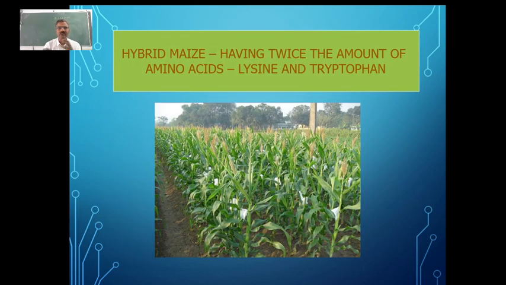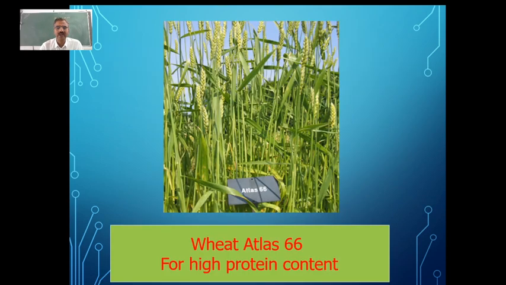Then we have different varieties which have been developed here. So this is hybrid maize having two important amino acids in double the quantity, that is lysine and also tryptophan, which have been increased twice when compared to the normal variety of maize. This is hybrid maize. Then we have a wheat variety called Atlas 66, which is having very high protein content.